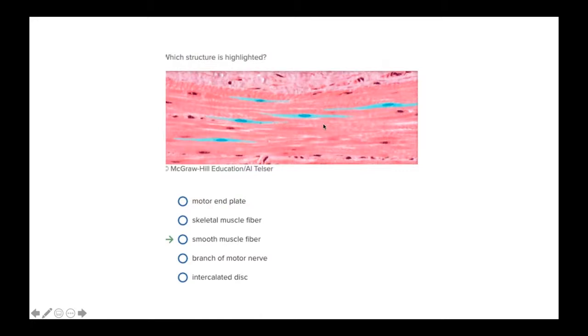If we look here, now these are the spindle shaped, right? These are smooth muscle fibers. These are involuntary.